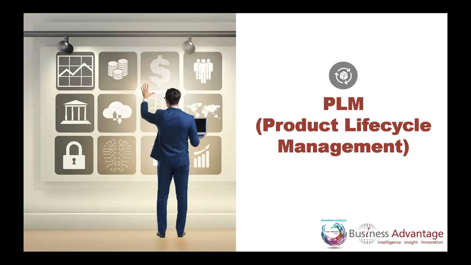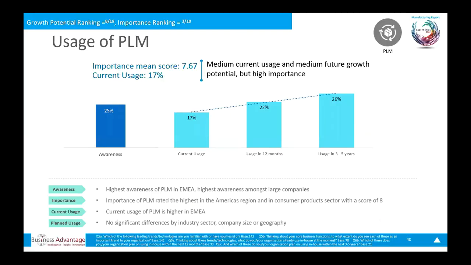The next trend we'll look at is product lifecycle management, or PLM. The current usage of PLM amongst our sample was really lower than we would typically expect. This year it was 17%. Our results show that over the next 3 to 5 years, this will rise to 26%. So there's a real opportunity in this space.